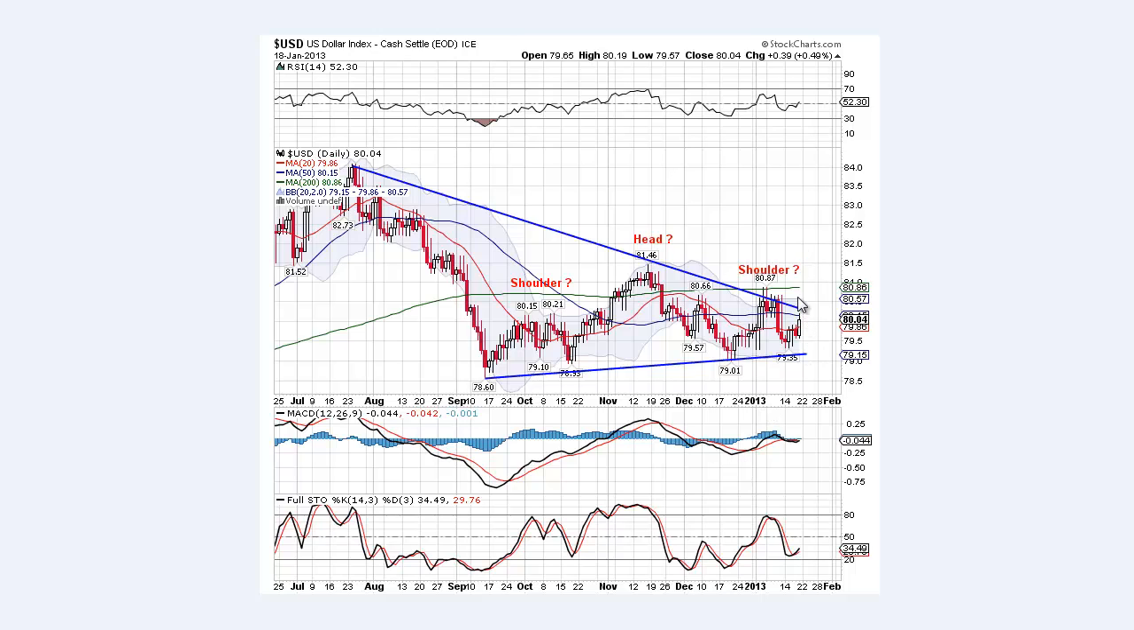Alternatively, if the price goes higher, the obvious resistances are clearly here, this falling resistance trend line at around 80.66 level, and also this horizontal cluster of previous highs, followed by 80.86, which is the 200 period moving average, before we attempt to go any higher.